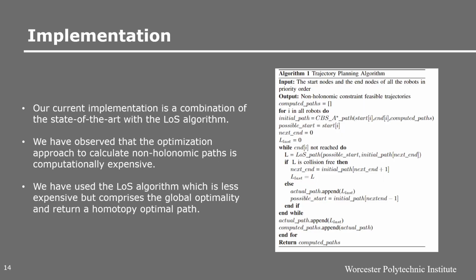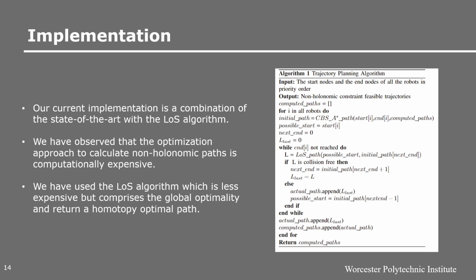Following our proposed method, this is what we have implemented till now. We started with the ECBS based planner implementation following the state of the art algorithm. So our current implementation is basically a combination of the state of the art with the line of sight algorithm. We implemented the ECBS based planner first. Then we looked at the optimization methods. The state of the art uses MPC based optimizers, which are very computationally expensive. And we wanted a scalable and faster algorithm. Therefore, we shifted to the line of sight algorithm, which was used in DT-RRT literature.